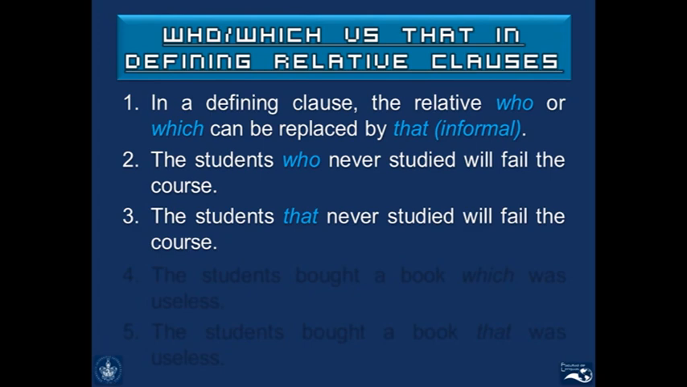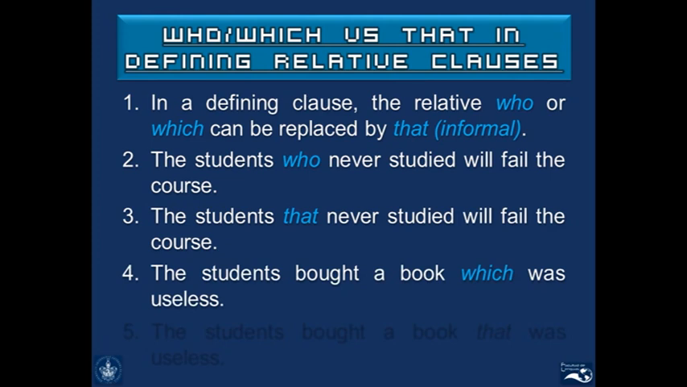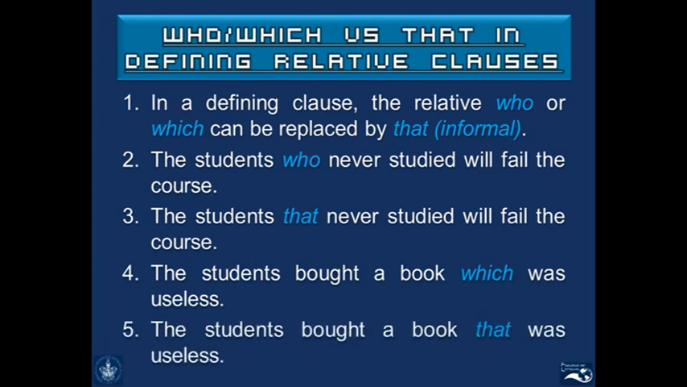Same thing happens if we say the students bought a book which was useless than if I say the students bought a book that was useless. So in both cases, we have defining relative clauses in which we can use which or who interchangeably with that.